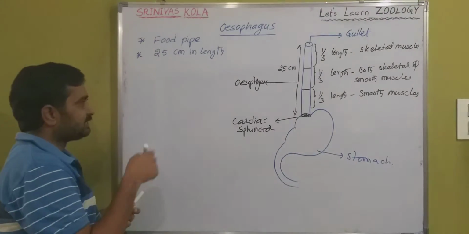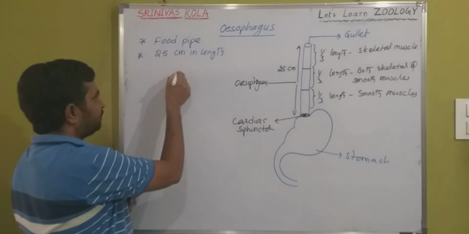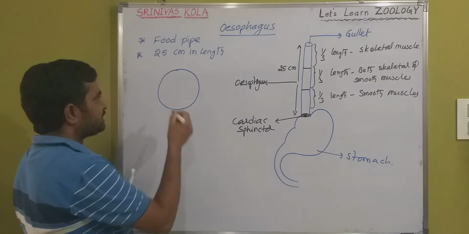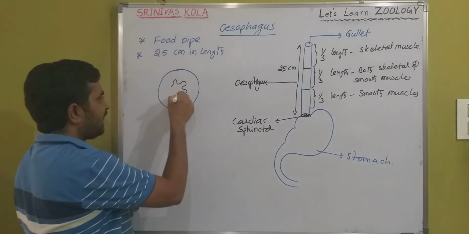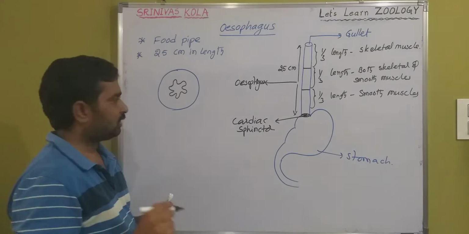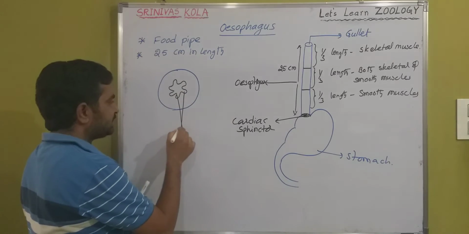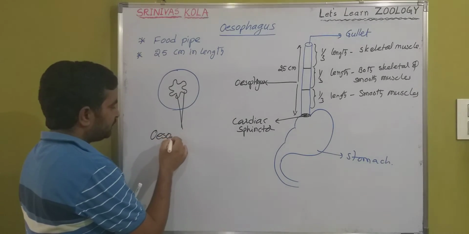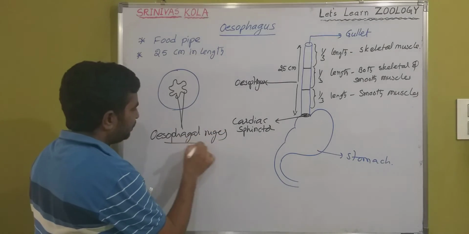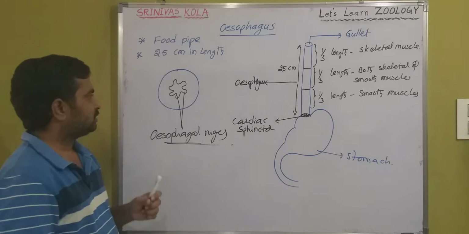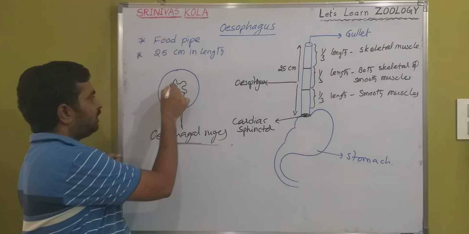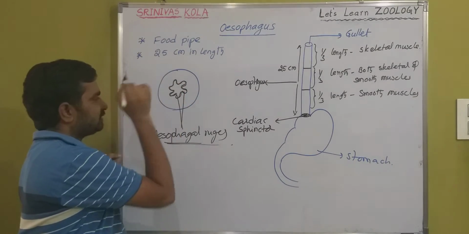Okay? And the inner surface of the esophagus, for example, this is the outer surface. The inner surface of the esophagus has folds. These folds are collectively called esophageal rugae.